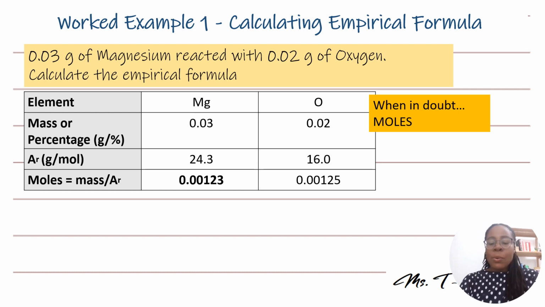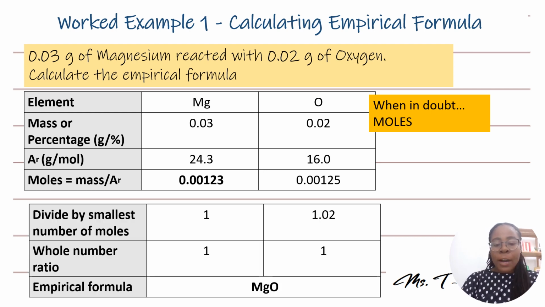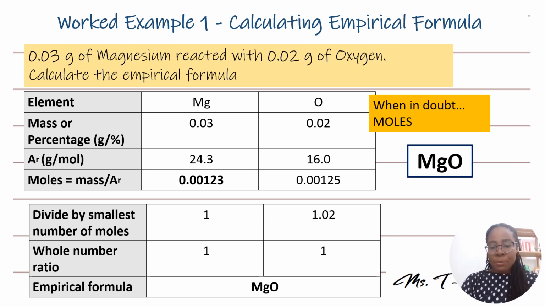Now, in order to get those moles into whole number ratios, we identify which of those two moles is the smallest. In this case, it's the one I've put in bold here. And we divide both of the moles by the smallest number. So for magnesium, that will give us 1, and for oxygen, that will give us 1.02. Now, 1.02 is very, very close to 1, so we'll just call it 1, which gives us the empirical formula of MgO. 1 atom of magnesium for every 1 atom of oxygen. That's the simplest whole number ratio.